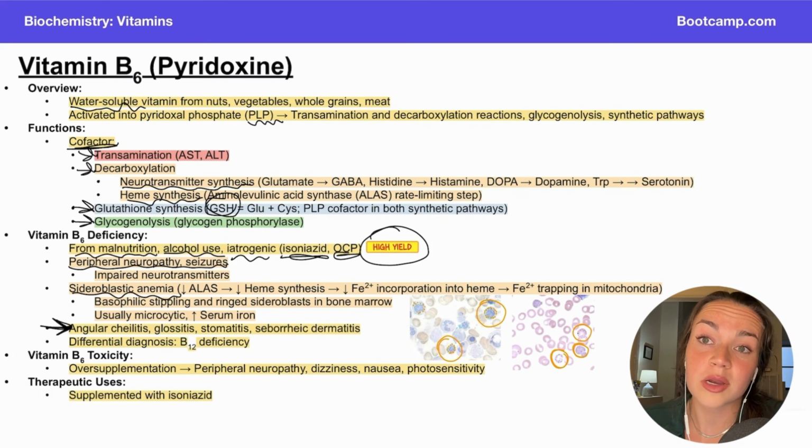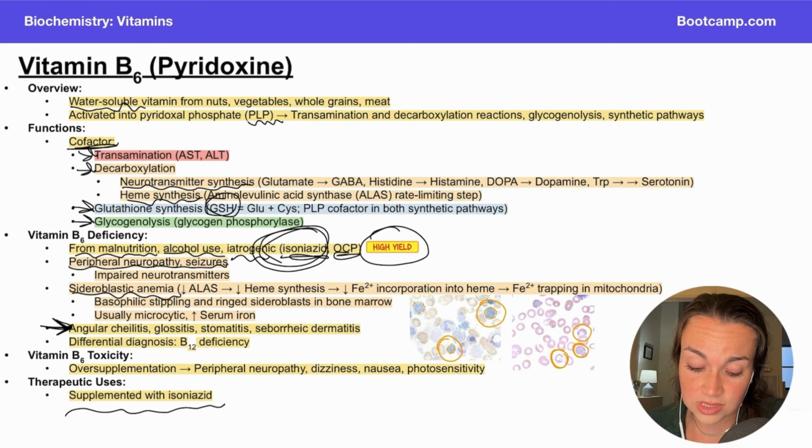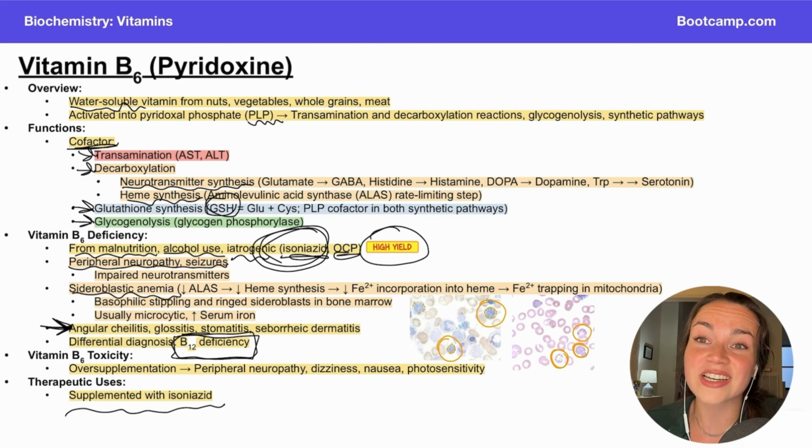Deficiency sounds like a real nightmare, and it can be precipitated by isoniazid, one of our first-line tuberculosis drugs, so it should be supplemented empirically in patients who start that. And we said one of our differential diagnoses for a vitamin B6 deficiency was a vitamin B12 deficiency, which we're going to talk about in the next video as we keep on moving through these water-soluble vitamins.